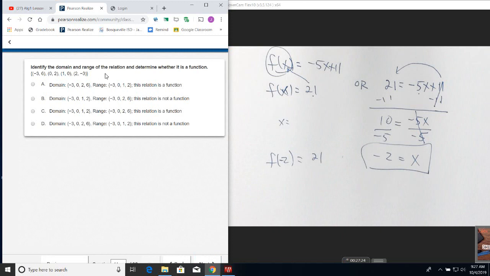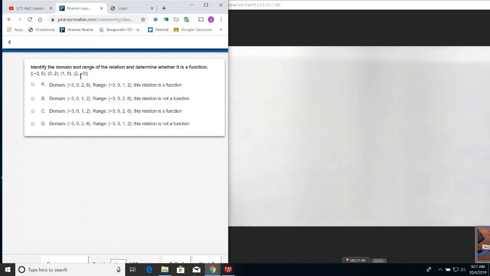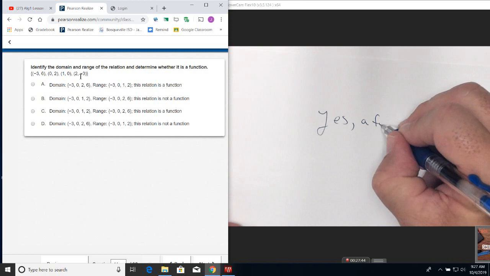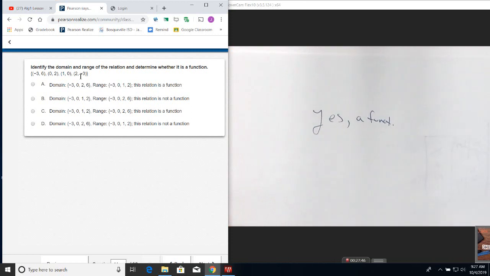Identify the domain and range of this relation and determine whether it's a function. First of all, let's look at it. There's an x of negative 3, then it's a 0, then it's a 1, then it's a 2. Are all the x's different? Yes, so guess what? That is a function. So yes, this is a function.